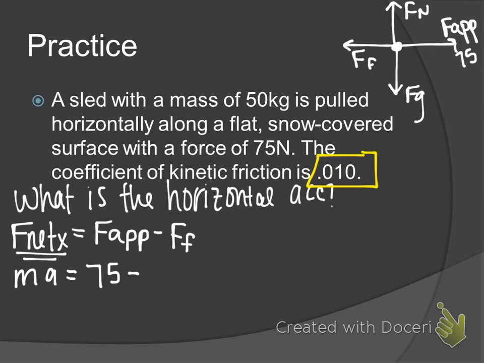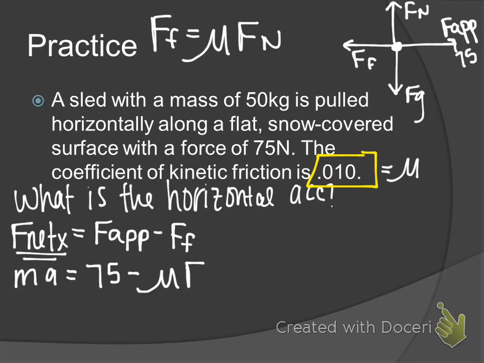What do we know about the equation for frictional force? What is the force of friction equal that we just looked at? Mu times the normal force. This coefficient of kinetic friction is equal to mu. That's not a force. Coefficient is not a force. It's that little Greek letter that goes into our frictional equation. So we're going to go ahead and plug in mu times the normal force here.